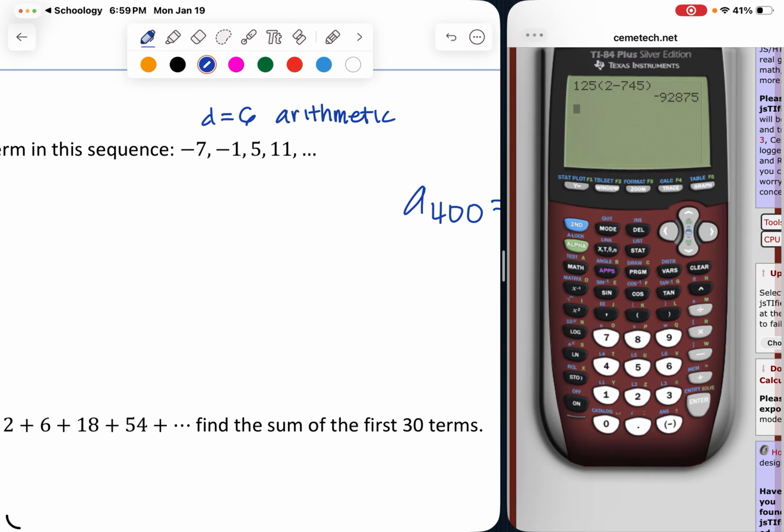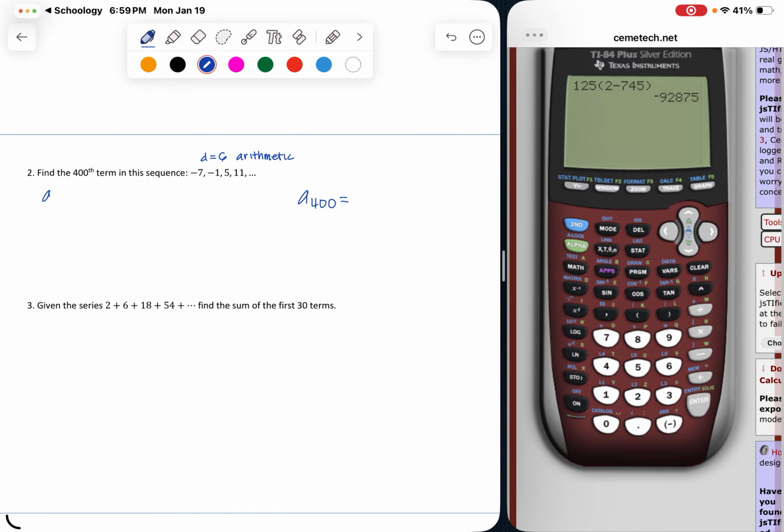All right, so I can see that this is plus 6. Plus 6, yep. So it's arithmetic. So I'm going to write an arithmetic rule. First term is negative 7 plus n minus 1 times d, which is 6. Make sure that looks like a negative 7. So I have negative 7 plus 6n minus 6. So my rule is a sub n equals 6n minus 13, right?